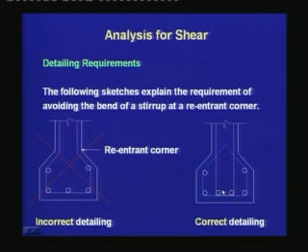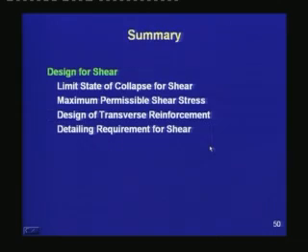The correct detailing is that we have to provide two pieces of stirrups. None of them has a bend near the re-entrant corner, and hence does not pose a threat of breaking the concrete near the re-entrant corner. Today, we studied the design for shear. First, we studied the limit state for shear.